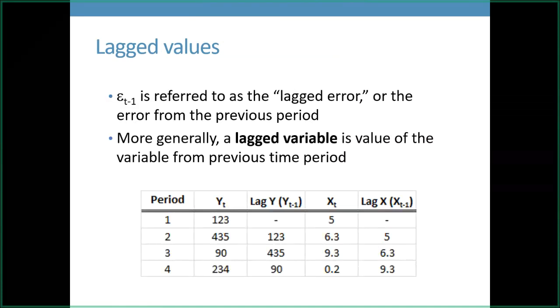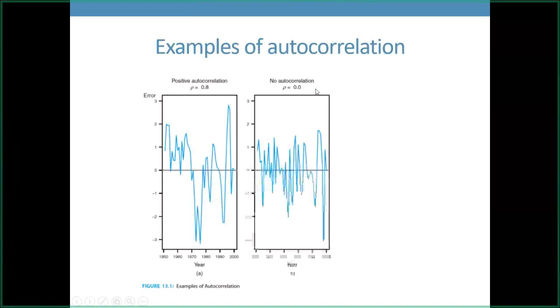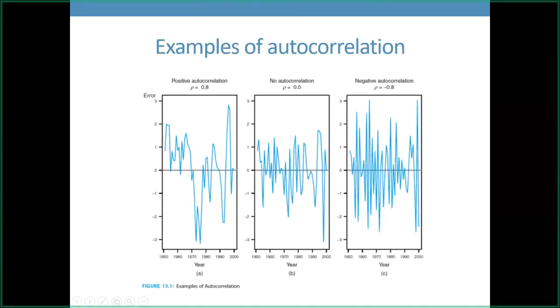So epsilon t minus 1 is the lagged error term. If you're thinking about lagged variables, in Stata, they would look something like this. And Stata actually makes it really easy to generate lagged variables. You just use what's called the L operator that I'll show you in a little bit. But you would have your outcome, and then the lag of your outcome, which is just 1 period before. So in period 2, the lag of y is the value from period 1.